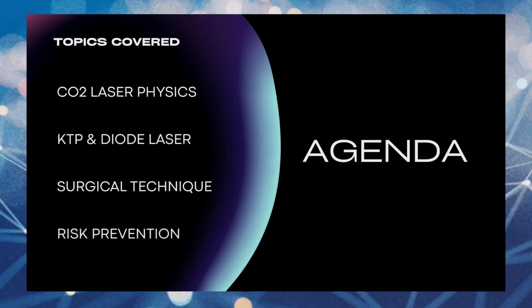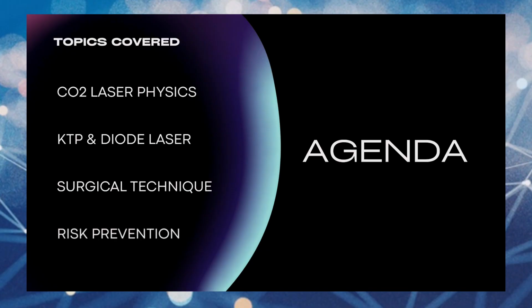Looking at CO2, we used in the past KTP, and now there's diode lasers. First, we had CO2 as one of the earliest lasers, then there was KTP, and then diode. Diode is a newer type of laser, and we'll discuss a little bit about that as well. And we'll cover the technique to be concerned with and risk prevention when using lasers, okay?